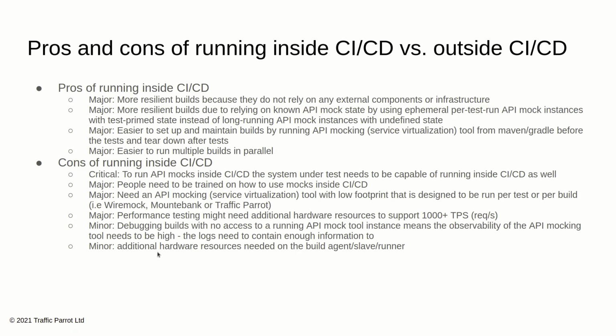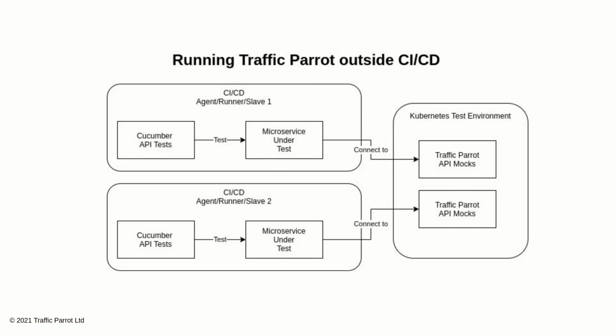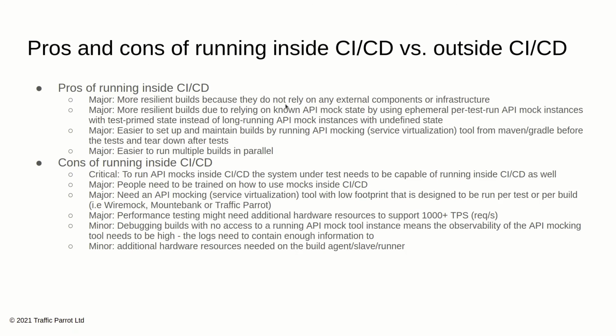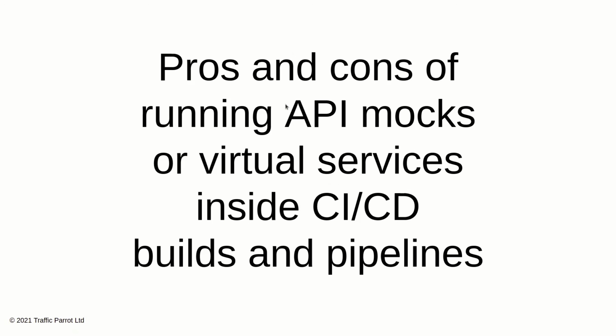And another minor issue, especially with very small build agents, which is not often the case, so it's just a minor issue. You need additional 100 or 200 megabytes of RAM and 100 or 200 megabytes of disk to run these API mocks here, right? And it's not a big issue for most people, but you need to keep that in mind. Okay.